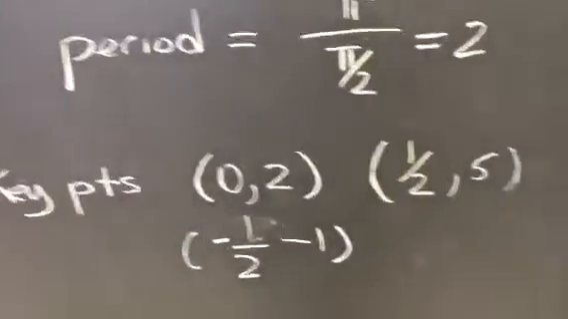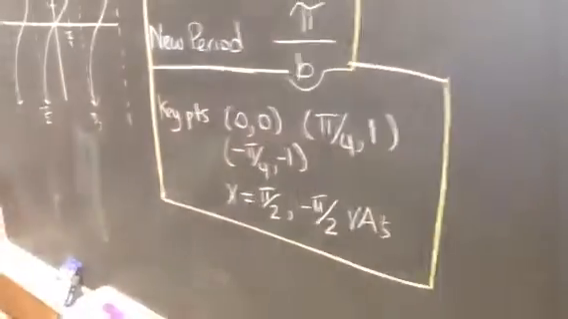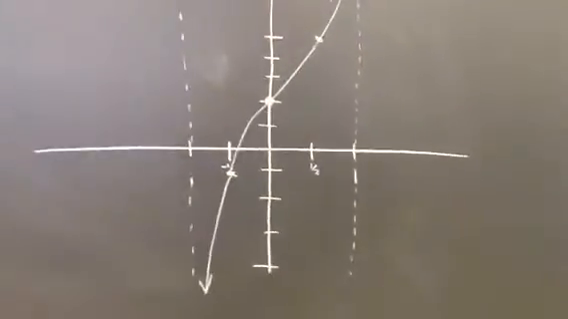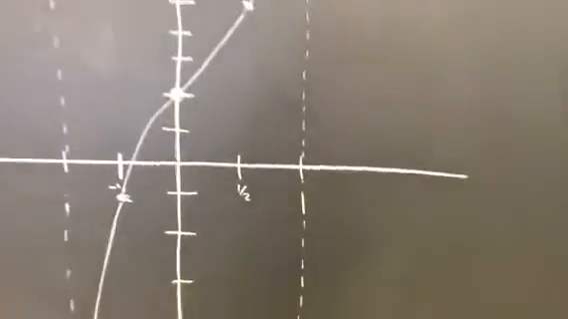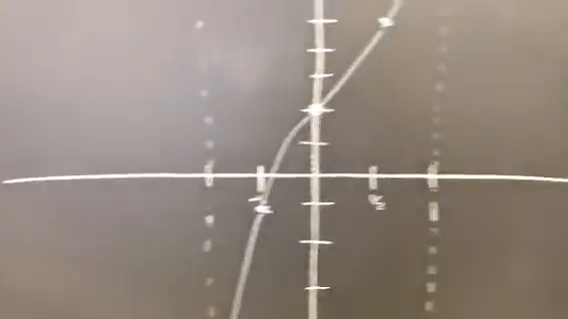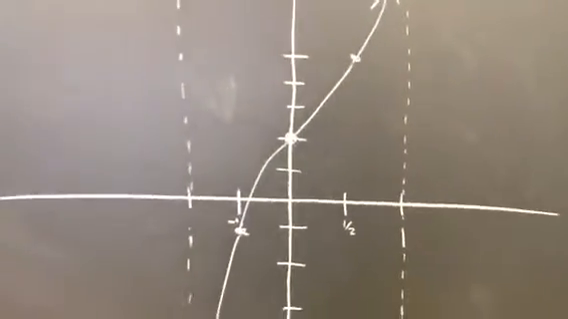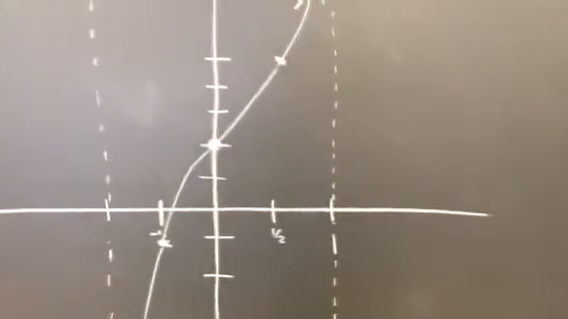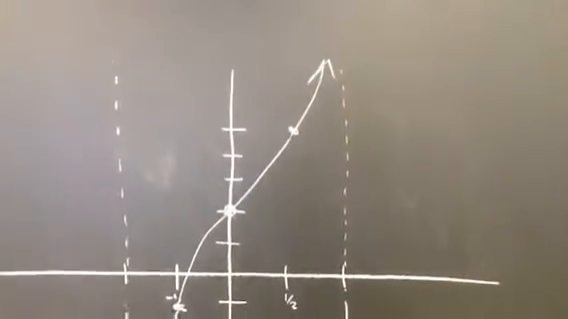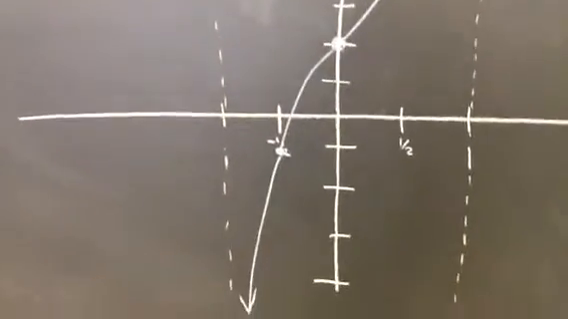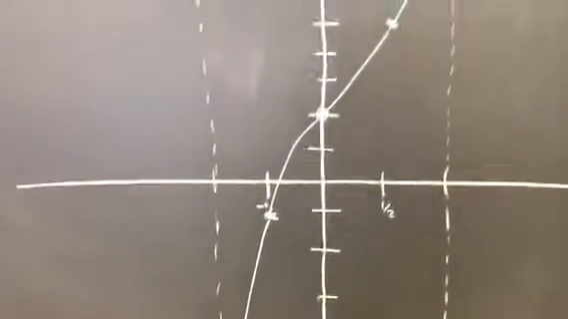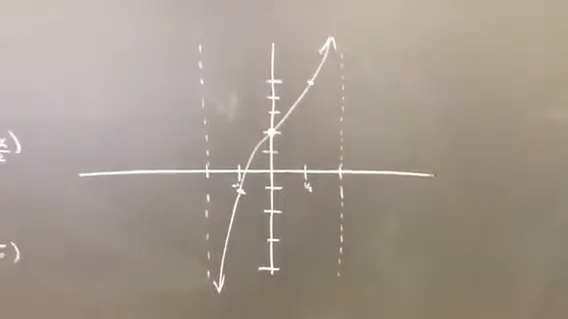And then the vertical asymptotes we divide by pi over 2, and so we're going to get the following graph. The vertical asymptotes are now at 1 and negative 1. The origin got shifted up 2 units, so this is (0, 2). And what used to be at (pi over 4, 1) is now at (1/2, 5), and now at (negative 1/2, negative 1). And that is the graph of tangent.